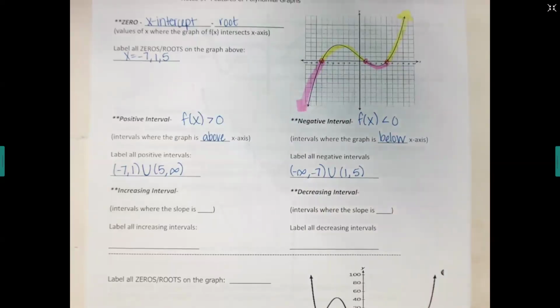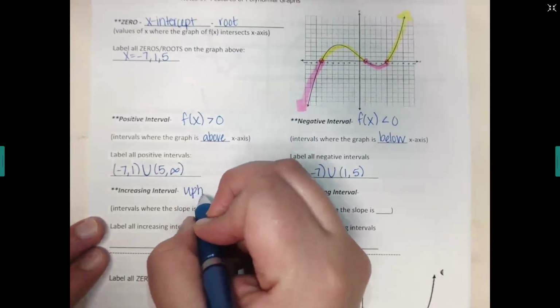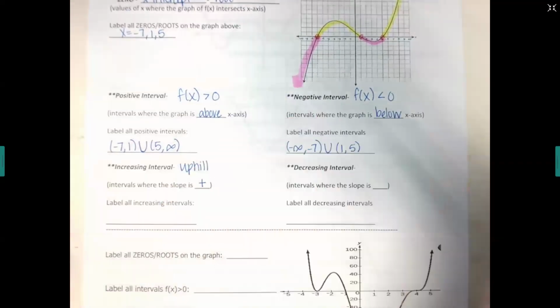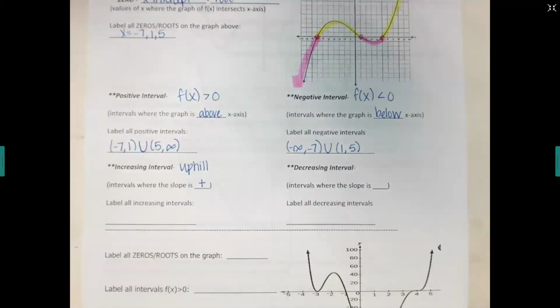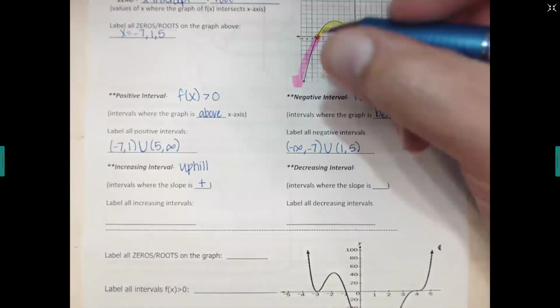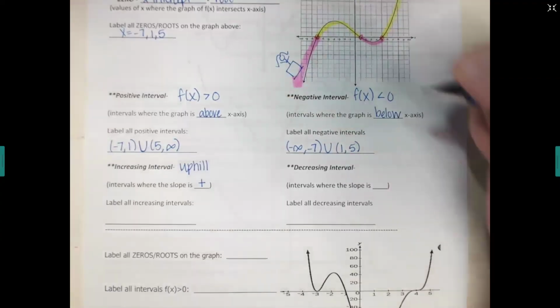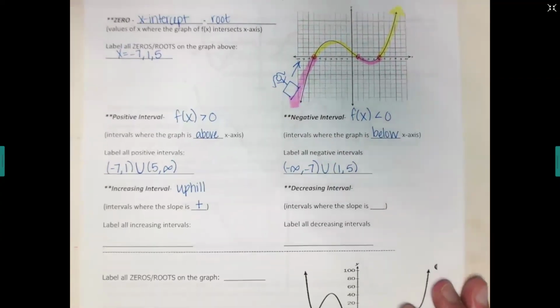There's one other type of thing you should be able to identify. That's increasing versus decreasing. So positive is above; increasing means it's going uphill, or the slope is positive. Now, these are not the same as the graph being positive. Positive means it's above the x-axis. Increasing means you have a positive slope. So on my graph, I'm going to draw a little roller coaster. There you are, having the time of your life. If you're going uphill, that counts as increasing.